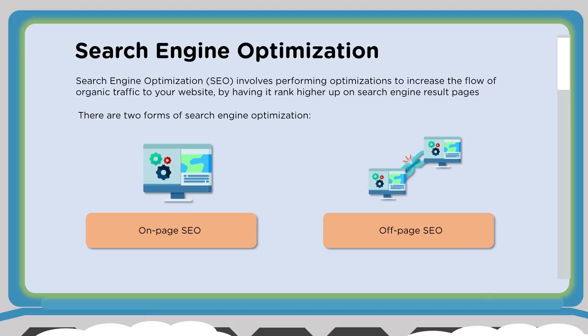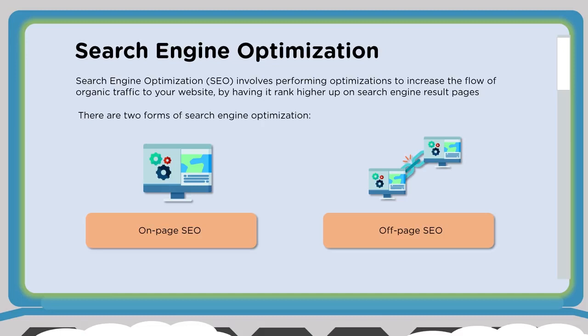Now, why do we want to make ourselves relevant for those coveted keywords that we want to be found for on search? Well, because a lot of people use search. And when a lot of people use search and you're found for those keyword queries, then it's going to increase the flow of organic traffic to your website. So the higher you rank, in theory, the more traffic you're going to get.